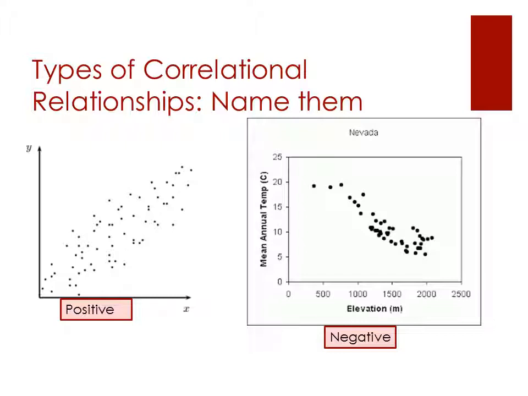So the one here on the left is a positive. So as one variable increases, x, so does variable y. They're going up together or conversely going down together. The one on the right is a negative relationship. That means that as one variable is going up, in this case elevation, another variable is going down, in this case the mean annual temperature.